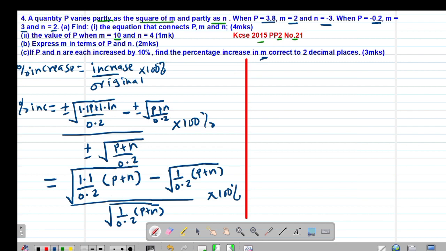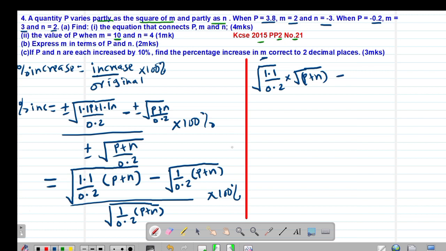So remember that p plus n is constant. So I want to separate these. If I separate the variables alone, I'm going to remain with the root of 1.1 over 0.2, multiplied with the root of p plus n, that is under the root. I'm separating the coefficients with p and n. So this is the same as saying the root of 1.1 over 0.2 multiplied by the root of p plus n.